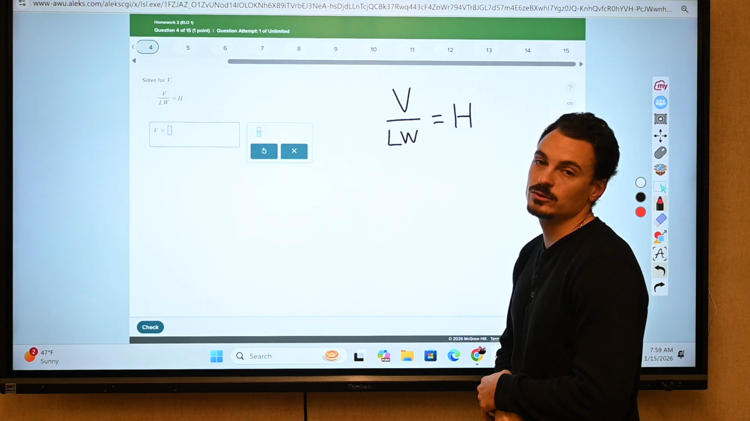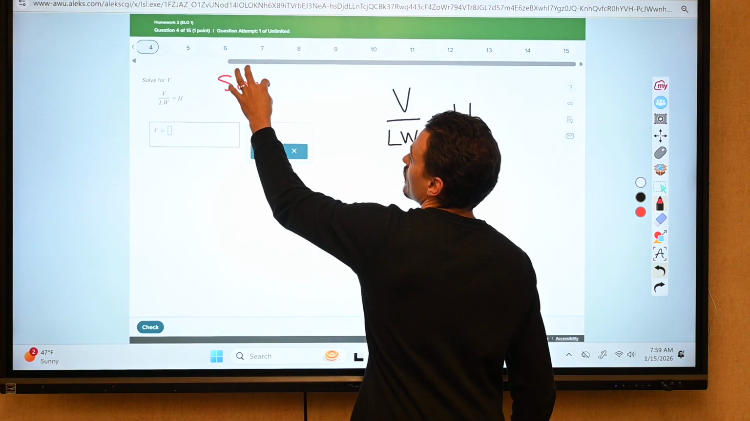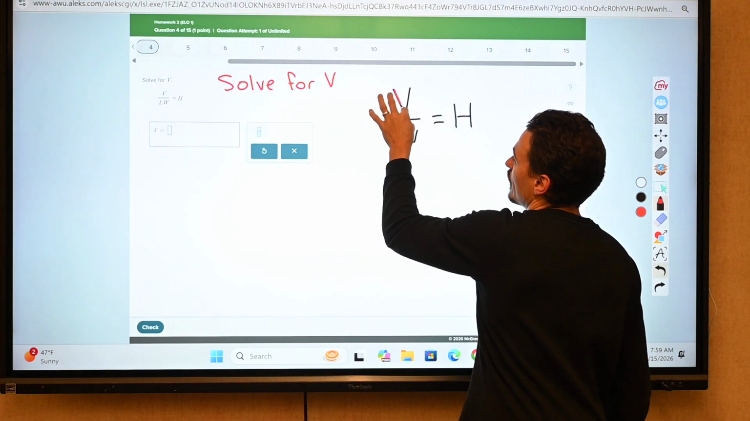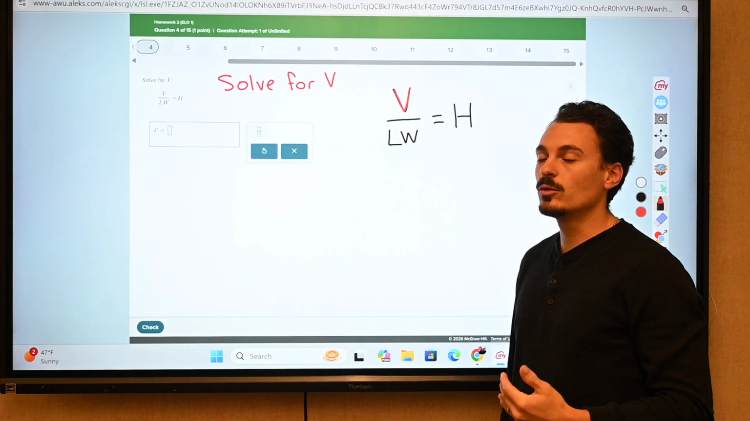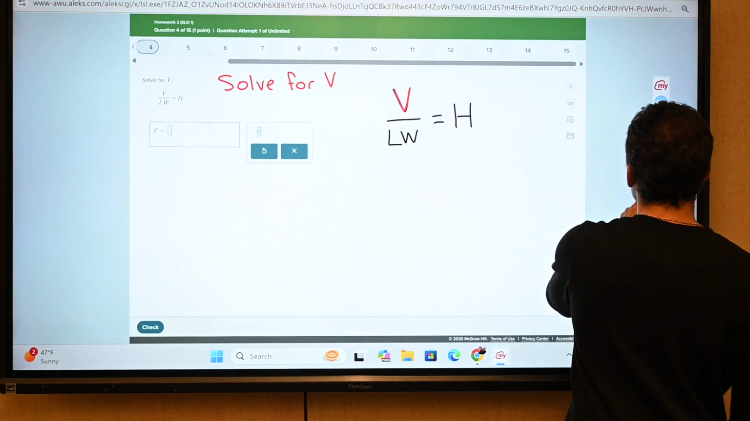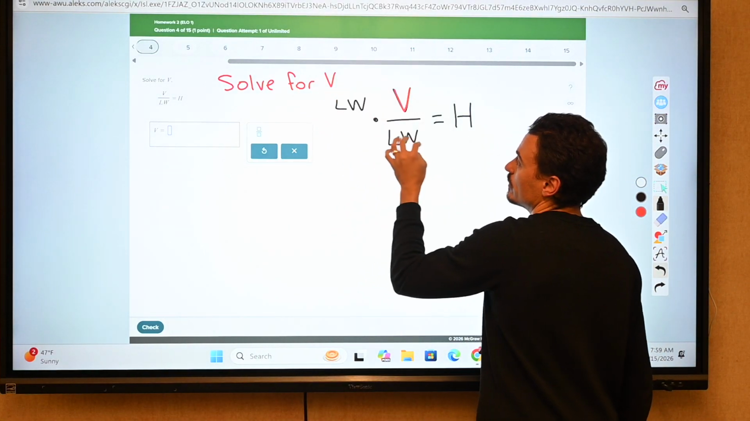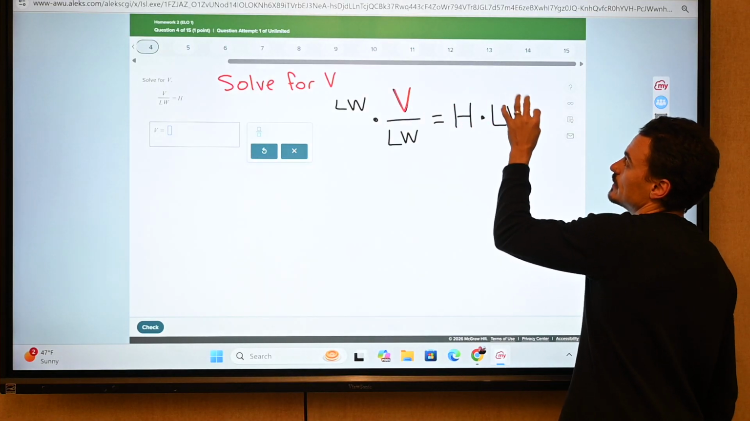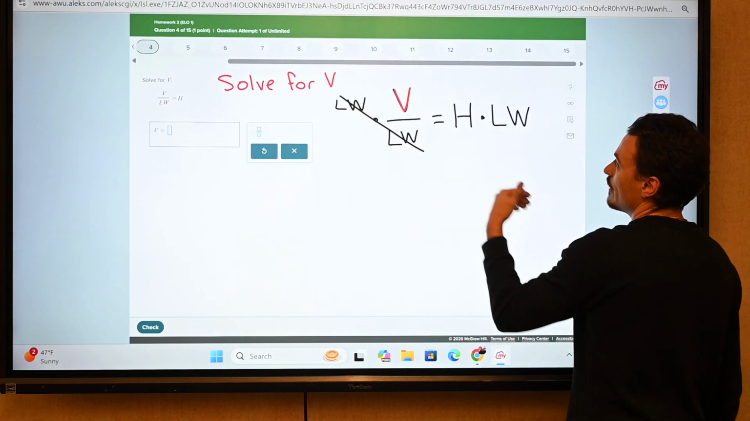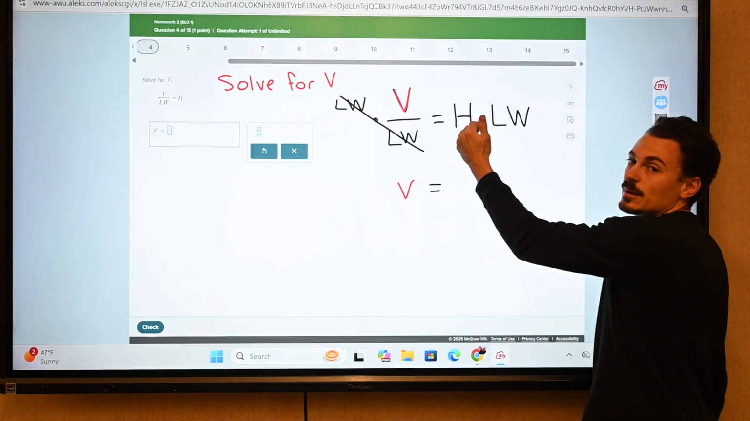We are trying to solve for a desired variable. So our desired variable for this question is v. Now, in order to get that desired variable equal to something, I have to get rid of dividing by LW. So in order to get rid of dividing something, I'm going to multiply by that same amount on both sides. These will cancel. I'm left with v, which is my desired variable, equals h times LW.